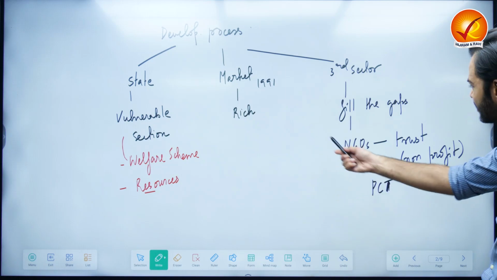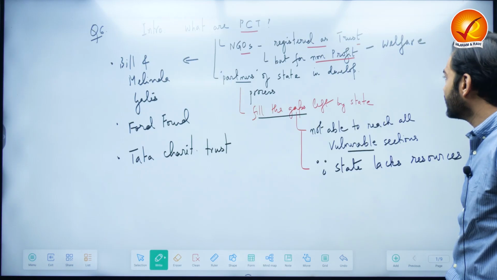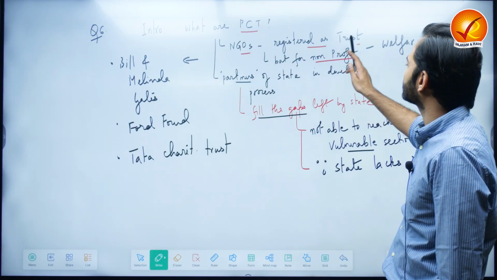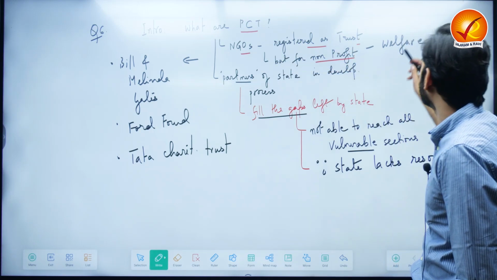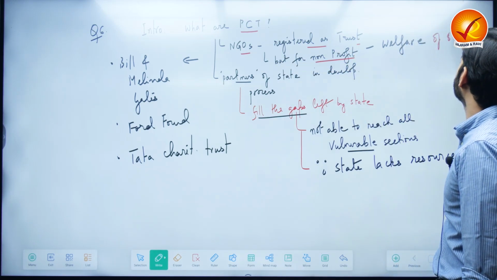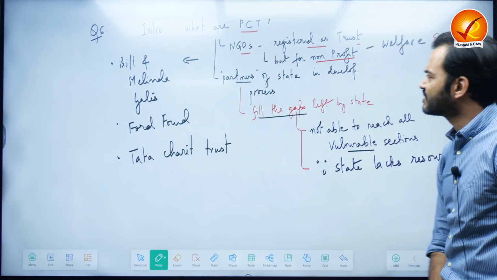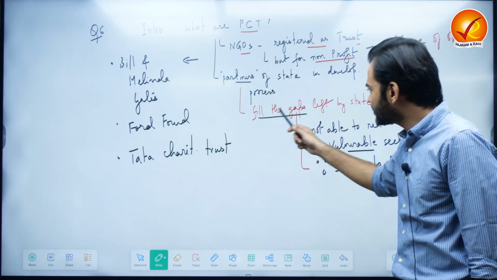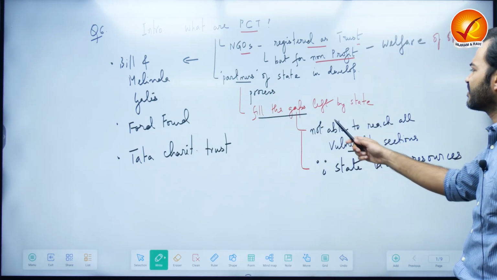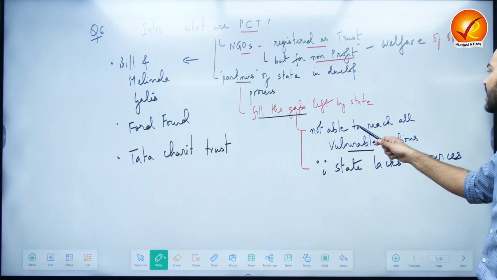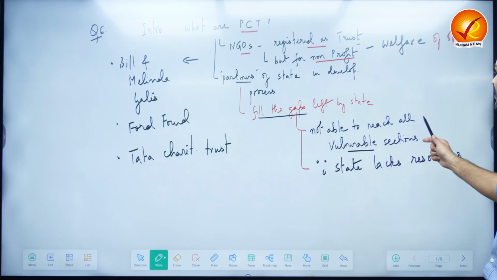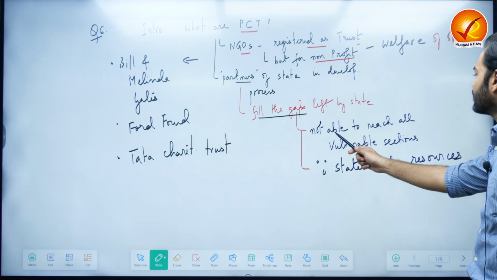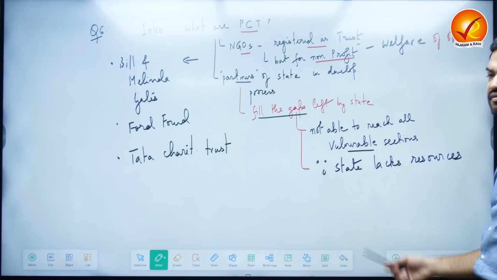So I hope it is clear what a public charitable trust is. The same thing you can write here. What are public charitable trusts? They are NGOs registered as trust but for non-profit. The goal is the welfare of others. So they partner the state in the development process. How do they partner the state? They fill the gap left by the state. What are the gaps left by the state? Areas where the state is not able to reach. So the state is not able to reach all vulnerable sections.